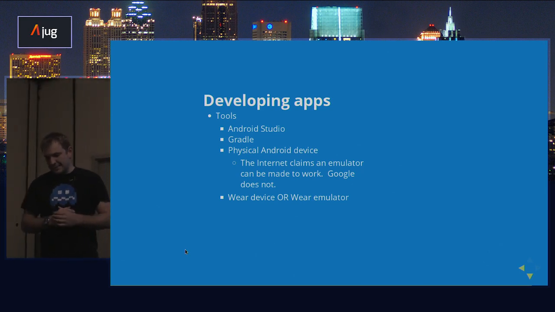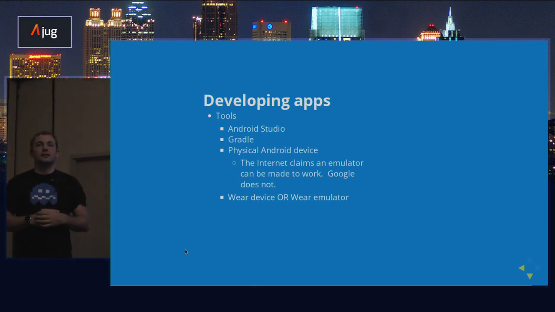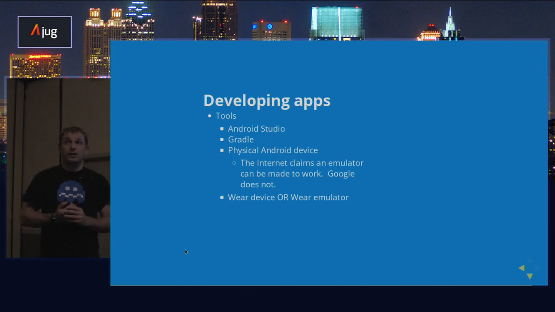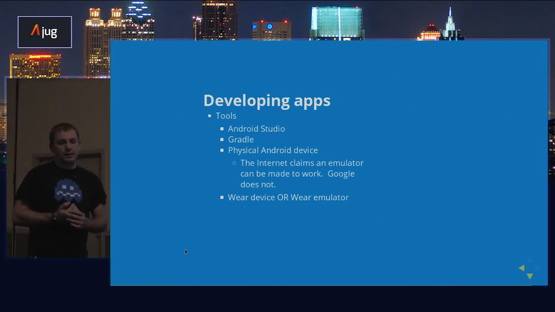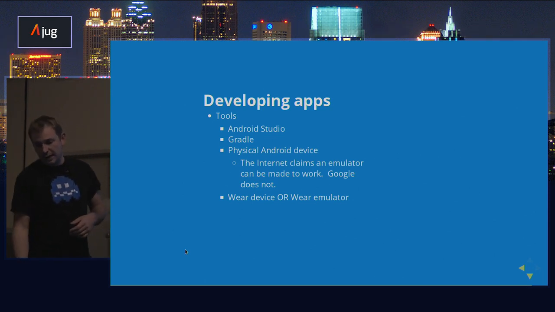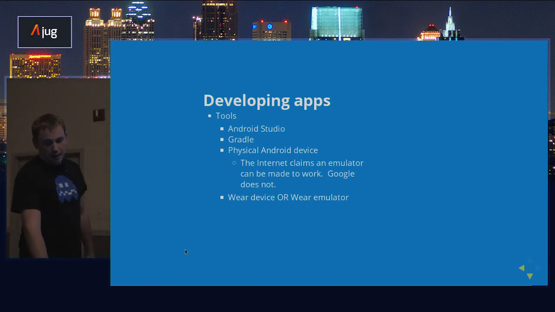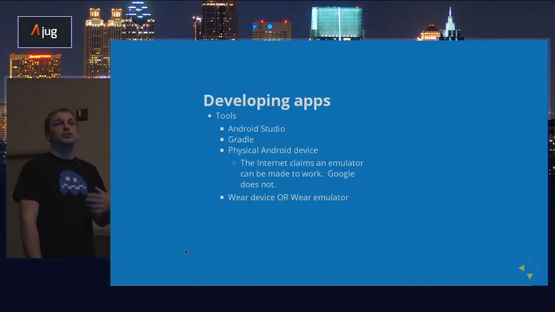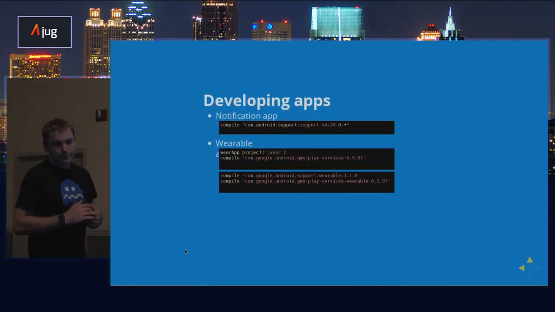The internet claims that it has gotten Genymotion working with the Android Wear APK. Google makes no such claim, and all of their documentation refers to using an Android phone or tablet to control and sideload apps to the watch. But you can use a watch or an emulator. You don't have to have the watch, but you do have to have a phone.